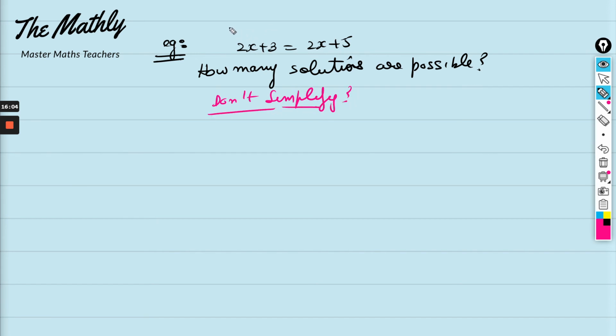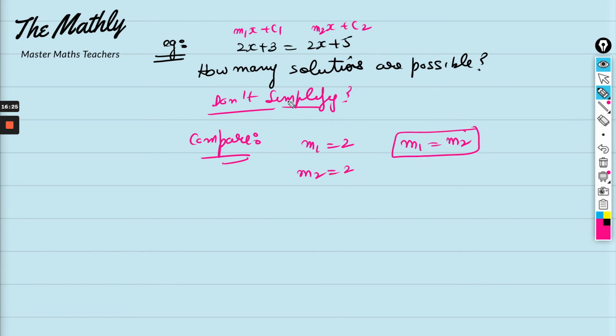Now what you need to do is think of it like a slope-intercept form. You can think this way: m1x plus c1, and let's say this is m2x plus c2. Now compare it. If you compare, you can see m1 is 2, m2 is also 2, so I can proudly say that slopes are equal. But c1 is 3 and c2 is 5, so c1 is not equal to c2.